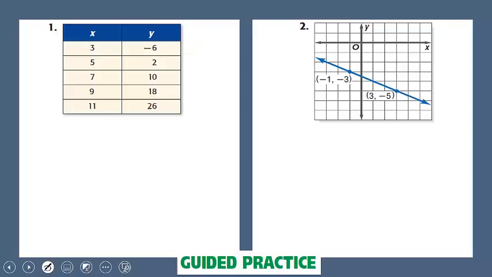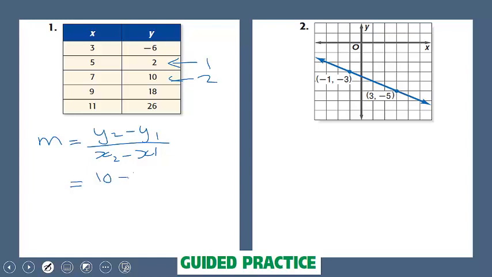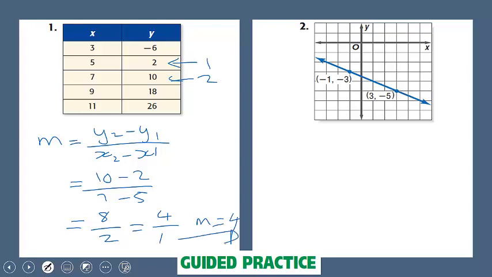Here's your guided practice. In this instance, we are required to calculate m. m equals y2 minus y1 over x2 minus x1. I'm going to use that as 1 and that as 2. You only choose 2 points; you can choose whichever you want. So this equals 10 minus 2 over 7 minus 5, and that equals 8 over 2, which is equal to 4 over 1. And that is my m value. m equals 4.